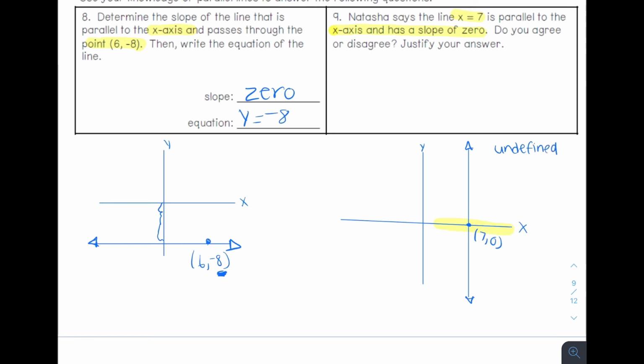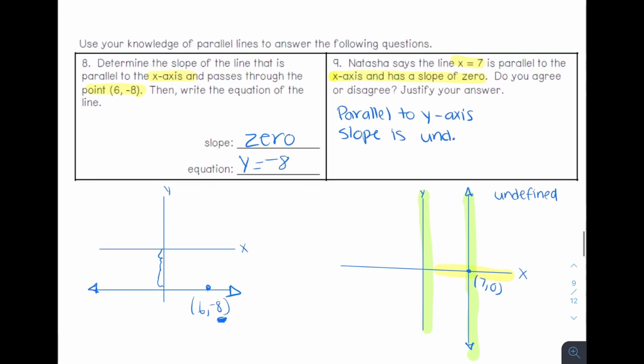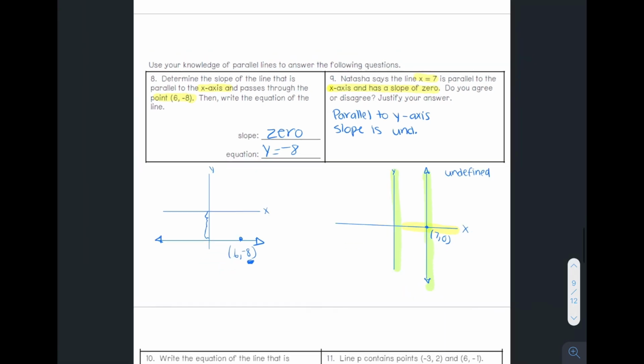Okay, so this is parallel to my y-axis. I agree that it has, I disagree with her because it's not parallel to the x-axis. So parallel to y-axis, not x-axis. And the slope is undefined. Okay, if she had said y equals 7, then the rest of her statement would have been correct, but she didn't. So we cannot agree with her.